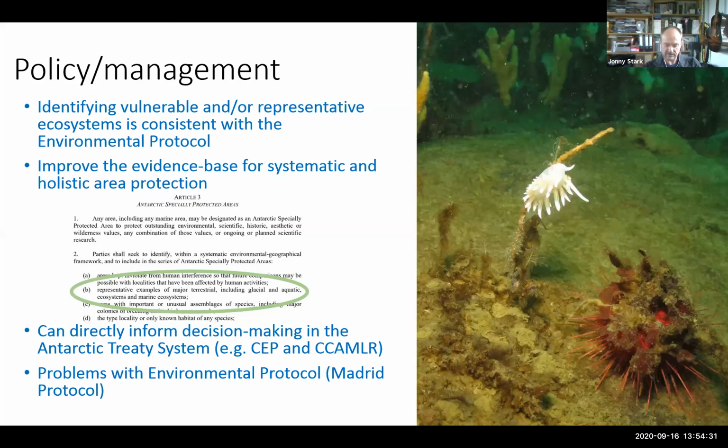So how might science in coastal ecosystems contribute to policy and management? Well, we know there's an increasing desire within the Antarctic Treaty System to take a more holistic and systematic approach to area protection. So identifying important or representative or vulnerable areas can directly inform decision making within the CEP and other ATS forums. However, there are some problems with some of these guidelines and wording and definitions contained within the environmental protocol. So can these be improved to improve environmental management?